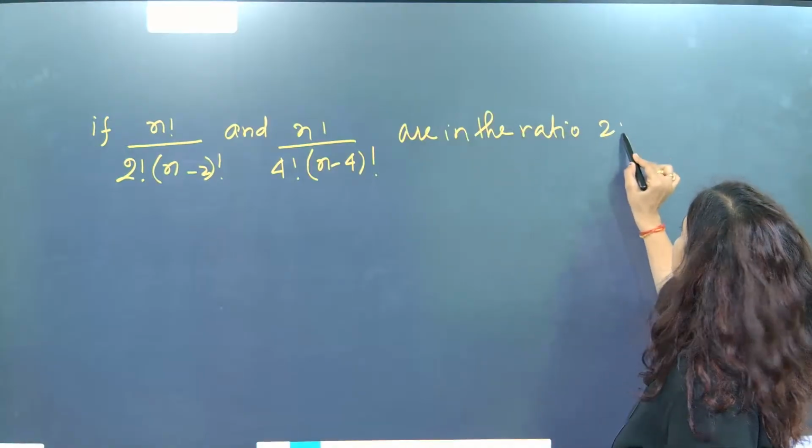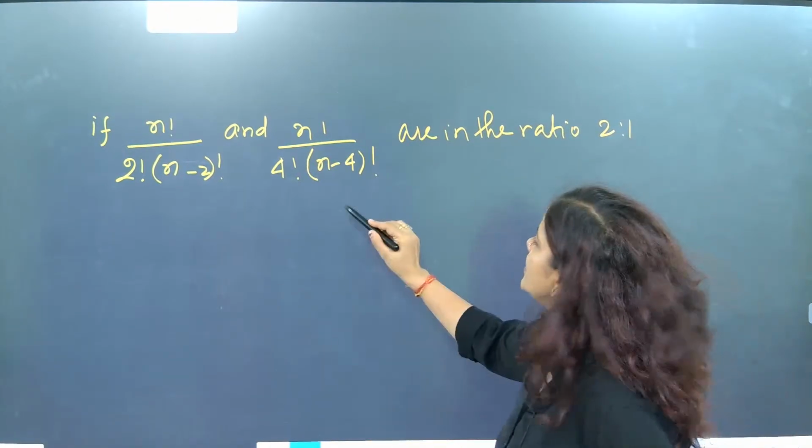Are in the ratio 2 is to 1. Then find n.